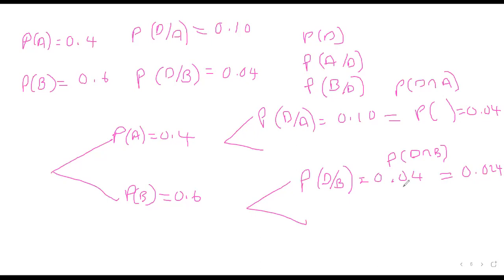0.6 times 0.04, I'll get 0.024. So if I add these two, D intersection A plus D intersection B, the total probability will be probability of what letter? D. Good. D, because it's a common letter. So we're going to get 0.064. So this is our probability that we get. Questions so far?